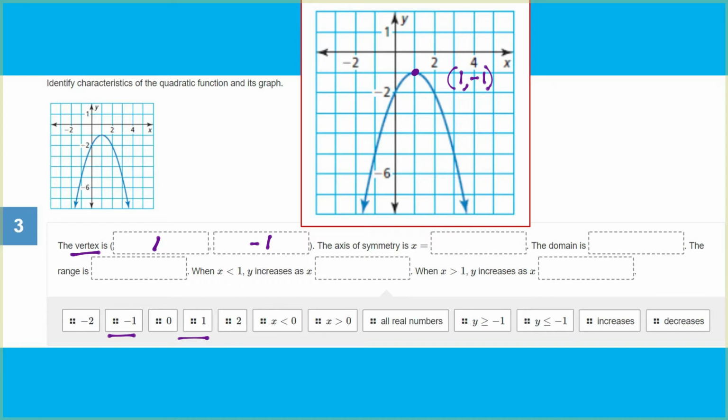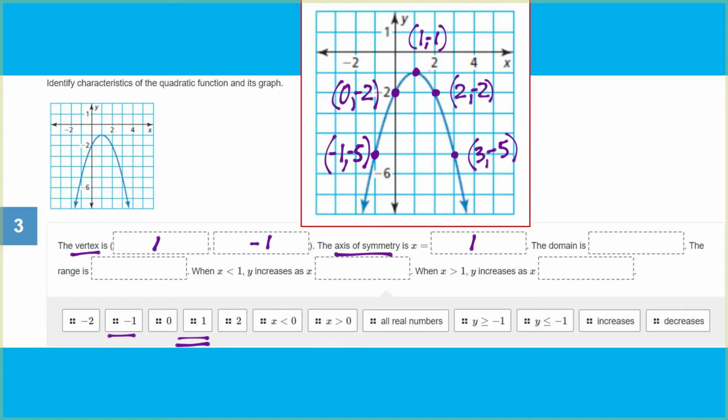The next vocabulary word is the axis of symmetry. The axis of symmetry is always given as an equation of a line, and it's the line that divides the parabola into a mirror image of itself. On this problem, that line will look like this. The axis of symmetry will always go through the vertex. And since our axis of symmetry is vertical, which it will always be, its equation is x equals 1. So our axis of symmetry is x equals 1. Notice that we are using the number 1 twice on this problem.